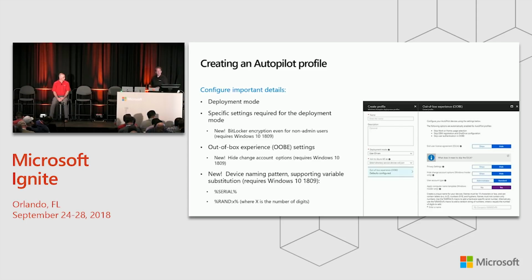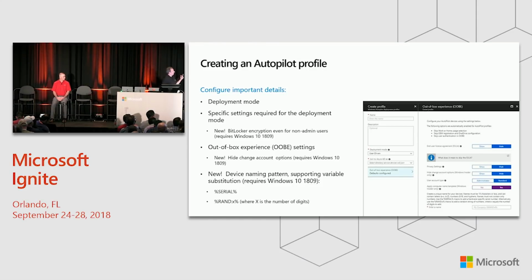And then you can configure what the out-of-box experience should look like. So it's not a huge amount of settings that you configure, but it does give you some control over what's shown and what isn't shown. If you look carefully, you might see that there are some new options available, like being able to turn on BitLocker encryption even for non-administrators. New in 1809, was very difficult to do in previous releases.